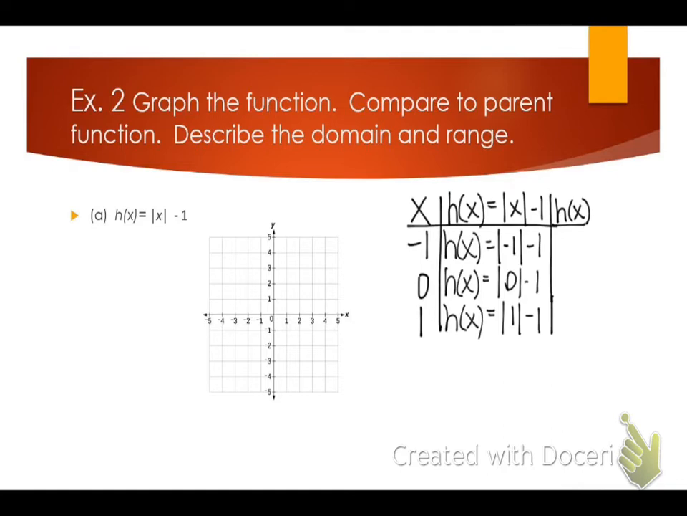Now, of course, I have to do the absolute value part first. So the absolute value of -1 is 1. 1 minus 1 is 0. The absolute value of 0 is 0. And 0 minus 1 is -1.